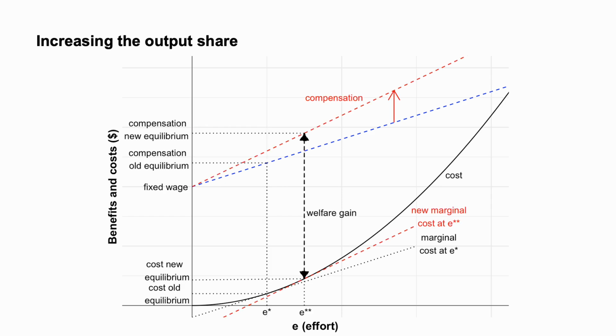The firm could, alternatively, increase the share of the output it pays to Erica. This increases the slope of the line for compensation. The marginal benefit of an extra unit of effort will now equal the marginal cost at a higher level of effort. Erica's effort increases. Whether the firm is willing to do this depends on the profit maximising level of effort and compensation.